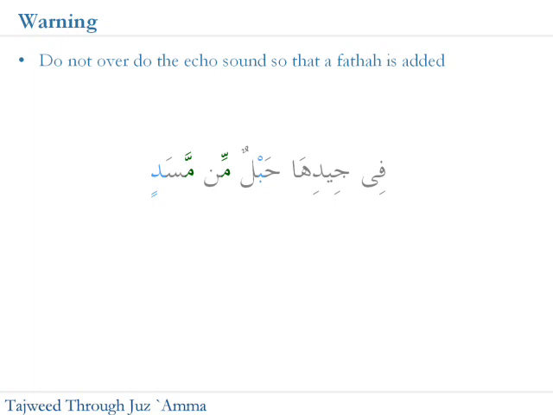Now with the ba, we have an echo because it's sakin, but what you've got to be careful with is that the echo on the ba is not overdone. So what we don't want to do is say habalum, because once you say haba, you've introduced a fatha on the ba. It's got to be very quick and short. Habalum min masad. So I'll do that line again properly. So it's fi jidiha hablum min masad. Okay, so again the warning is do not overdo the echo.